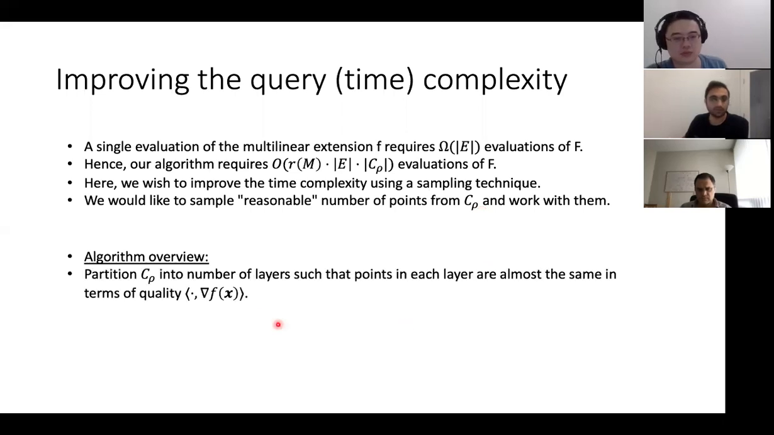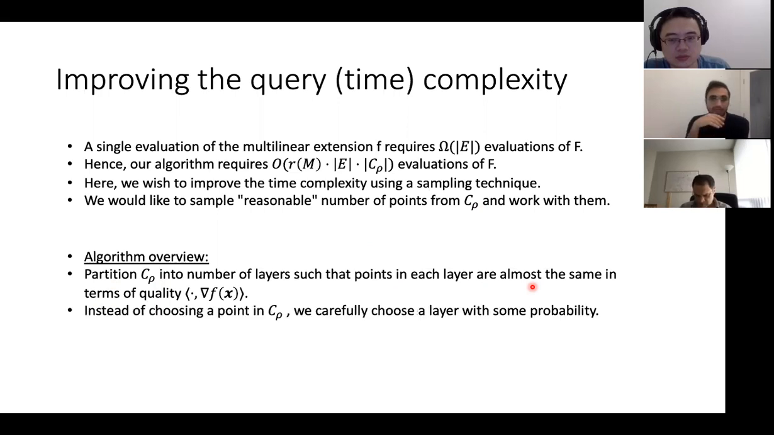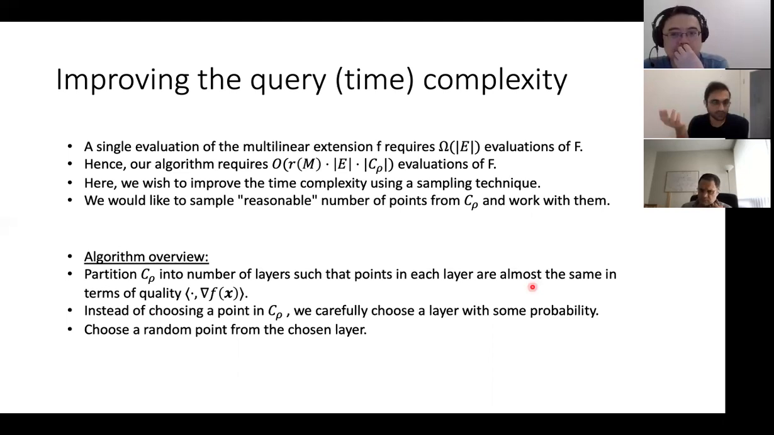So an overview for the algorithm is as follows. We partition the covering into some layers such that points in a layer have almost the same improvement if I take the direction of those points, okay? And then instead of choosing a point in the covering, we choose a layer. And then from that chosen layer, we choose a random direction, right? So the whole point here is that instead of looking at all the points in the covering, I collect them and put them inside beams, and the directions inside each beam have almost the same improvement. Then I select a beam, and from that beam, uniformly at random, I select the direction.